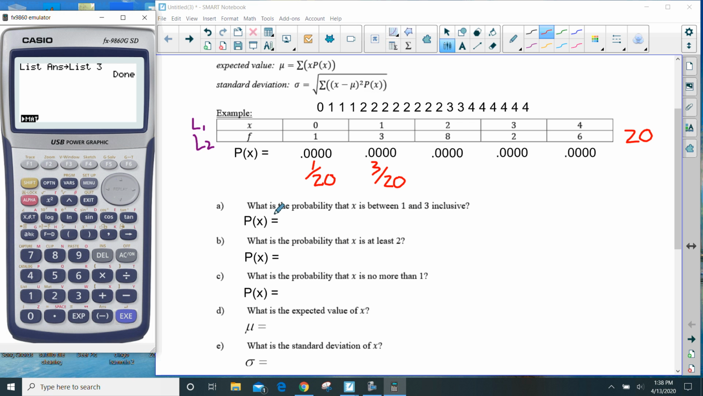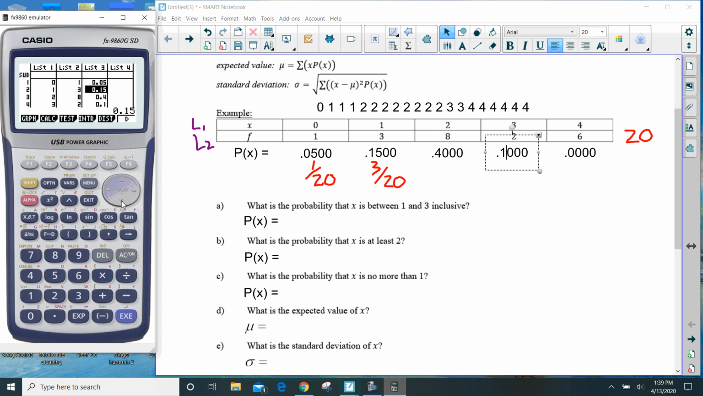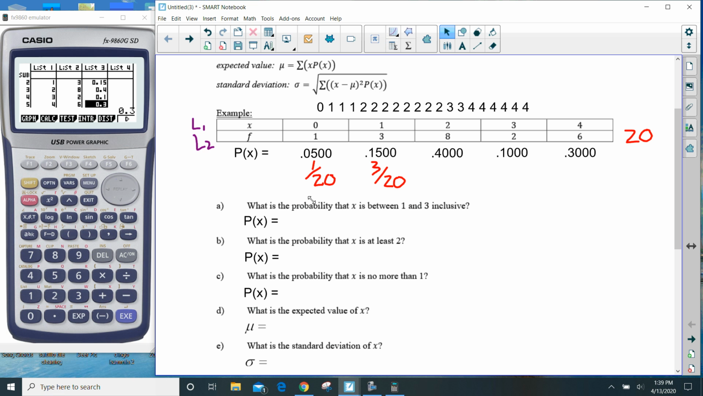All right. And so what I can do is I can take a look at here. List 3 should be those individual probabilities: 0.05, 0.15, 0.4, 0.1, 0.3. Okay.